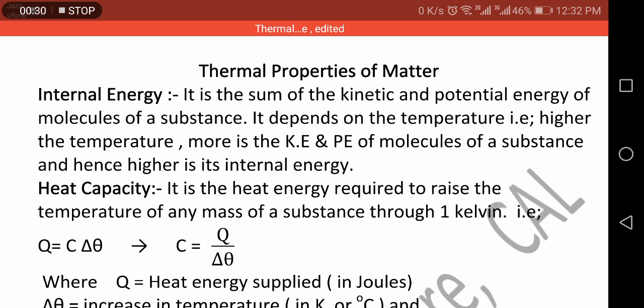It means whatever heat you are providing to a body is changed into the kinetic and potential energy of the particles of that substance, and so it is increasing the internal energy of that body.